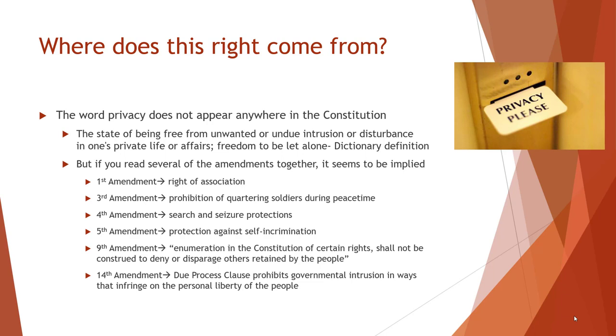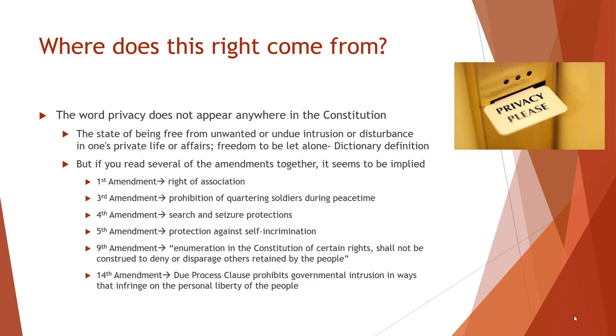If you look at the dictionary definition, privacy is the state of being free from unwanted or undue intrusion or disturbance in one's private life or affairs. Freedom to be let alone. That's what the dictionary says. Now, there are certain constitutional provisions that we're going to see, and this is Justice Douglas's argument, that seem to imply there's a right to privacy. In the First Amendment, we have the right of association. If you want to associate with some group, you can do so, and if the group does not want to associate with you, they can disassociate.